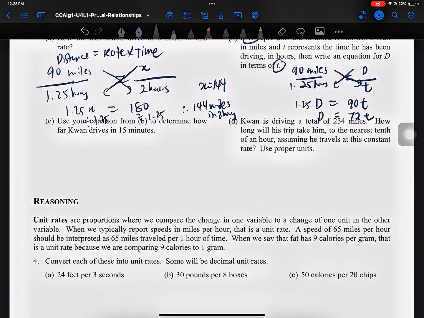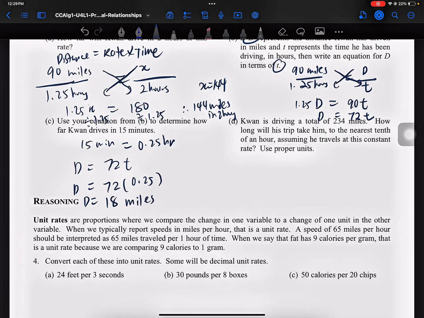Let's see how far will he drive in 15 minutes. So now 15 minutes converted to hours is 0.25 hour. So I will have this equation. I just change my t to 0.25. My d now is 18 miles.